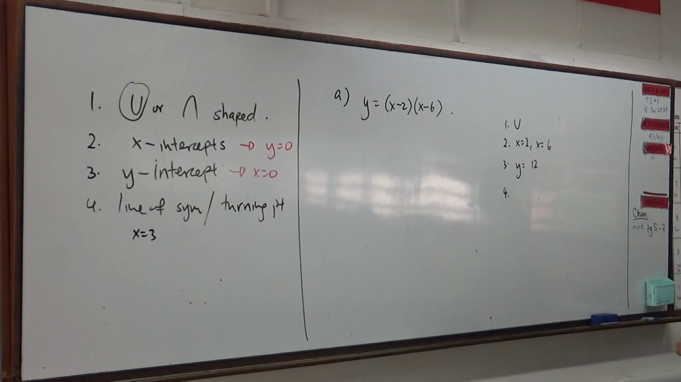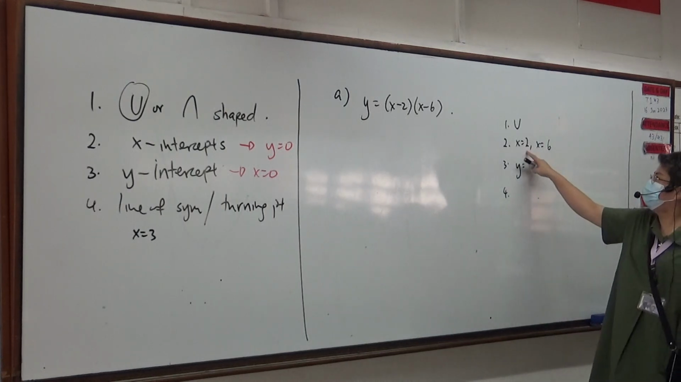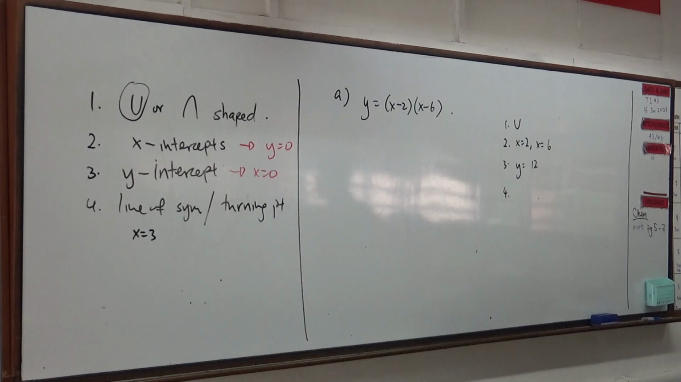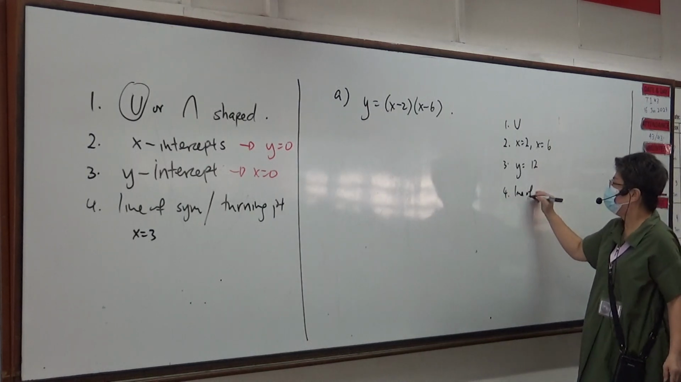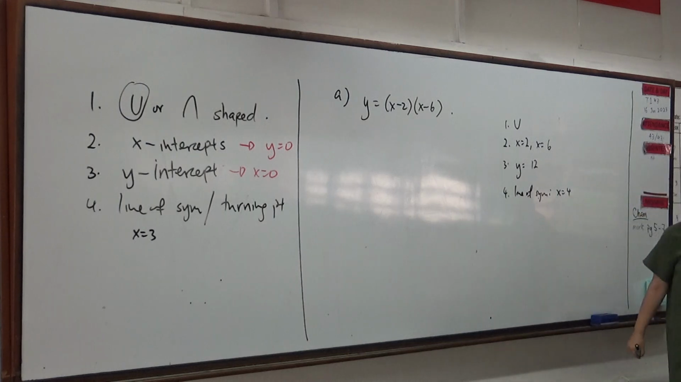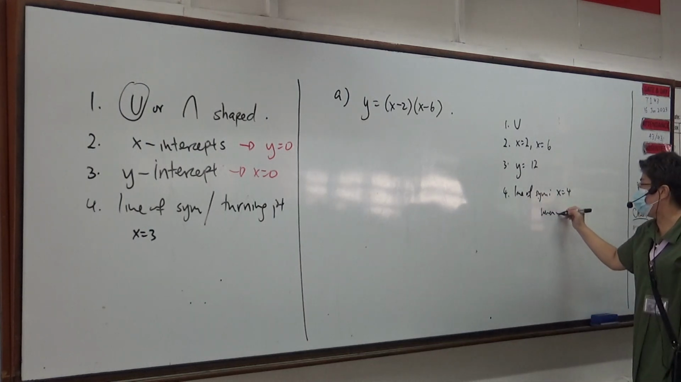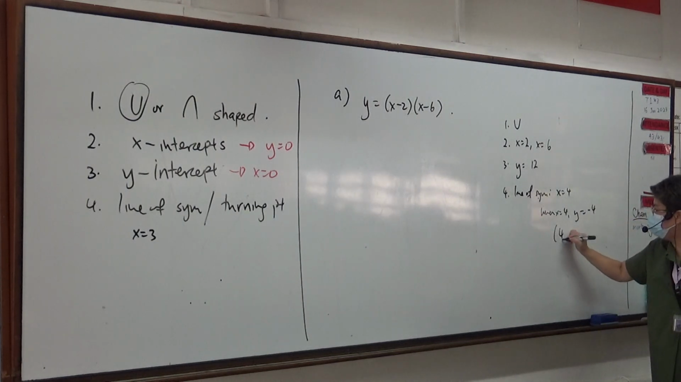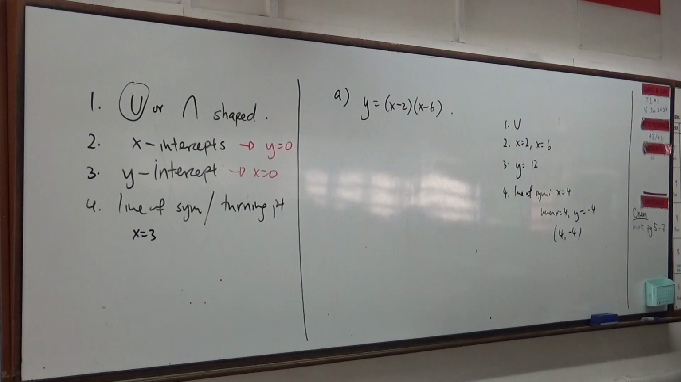What is the line of symmetry? If this is 2, this is 6. Add together, what? 8. 8 divided by 2? 4. Alright? So the line of symmetry is actually x equals 4, right? So the minimum point is when x equals 4. What is my y? Negative 4. So the minimum point is actually this one, right? Can everybody see? 4, negative 4. Everybody okay? I'm talking to you, don't close us. Are you okay?